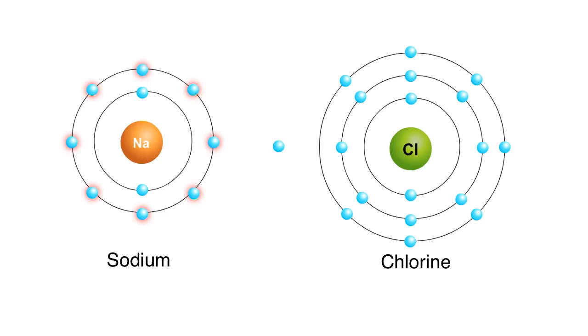This loss of an electron gives sodium a slightly positive charge. Chlorine, on the other hand, tends to gain an electron, since its outer shell already has 7. When chlorine gains an electron, it becomes slightly negative.